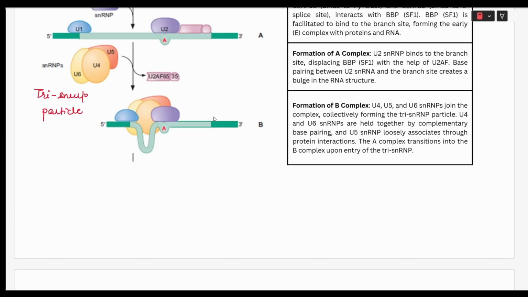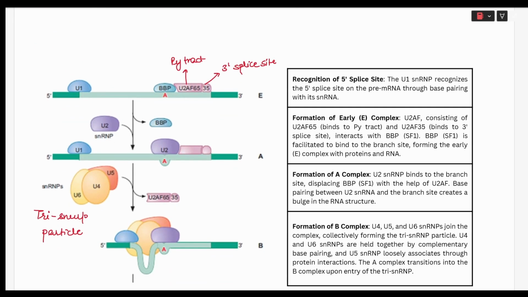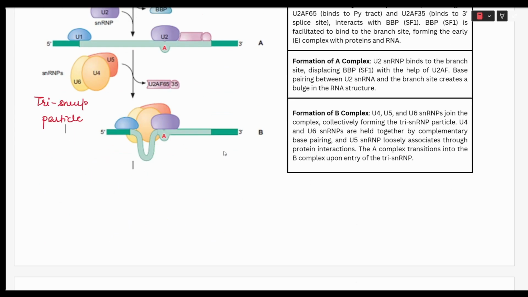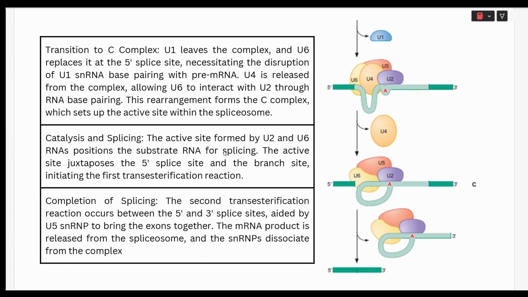Because let's go back slightly. Here, as you can see, between the branch point and the 5' splice site there is a lot of distance. What's happening here is that they have put these two things together so that the reaction can happen. So this is their catalysis. After that, as you can see, the bond breaks, and this is the first transesterification reaction. Now, after that, what happens? You can say the second transesterification reaction.